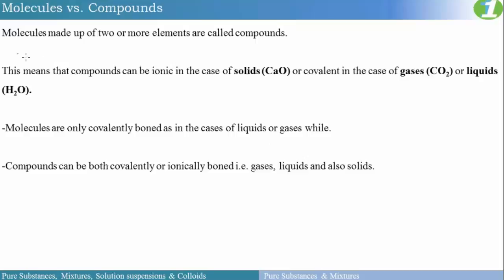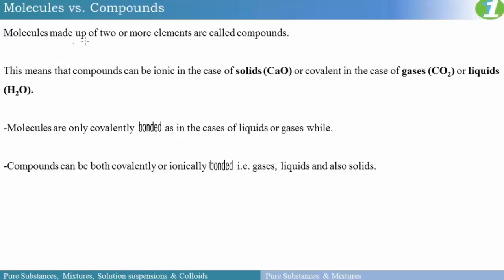Now, I really want you to understand that if you are a molecule, you also form a compound. So not only ionic solids form compounds, but molecules also form compounds. But molecules are special types or forms of compounds. Now, molecules are made up of two or more elements called compounds. So we see here that compounds can be ionic in the case of solids, or covalent in the case of gases, or liquids in the case of water.